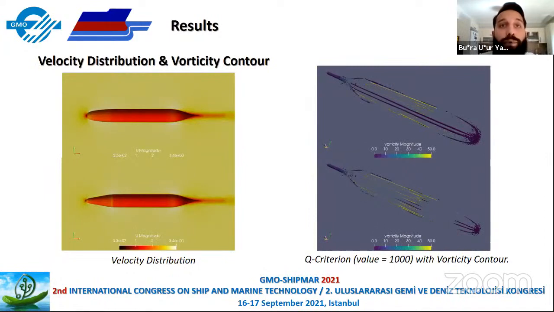Velocity distribution has the same trend when comparing the pressure of the forms. It can be easily observed that velocities equal to the inlet velocity reach further for the optimized hull in the middle section than for the initial one. On the right-hand side figure, the Q criterion with vorticity contour is shown. Vorticities are dramatically reduced in the forebody section of the optimum hull as compared to the initial hull.